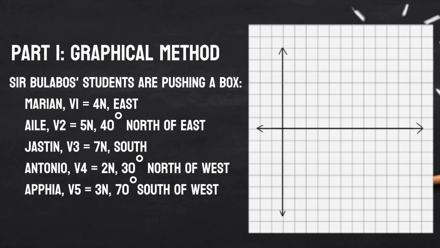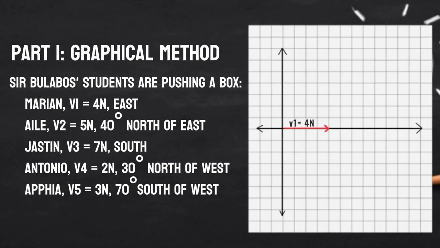From the given data, Marian, the first vector, pushes the box at 4 newtons to the east. The head of the first vector will become the tail of your second vector. Remember that. Next, let's plot the other data. Isle, the second vector, pushes the box at 5 newtons at 40 degrees north of east. Take note, in measuring the angle, do not forget to use a protractor to get the exact data.